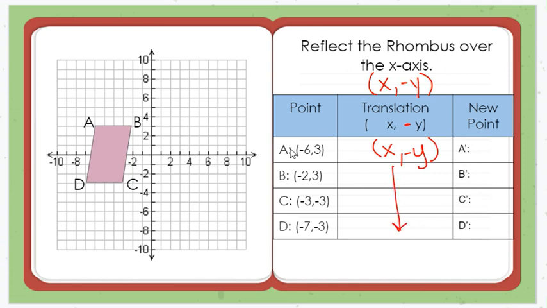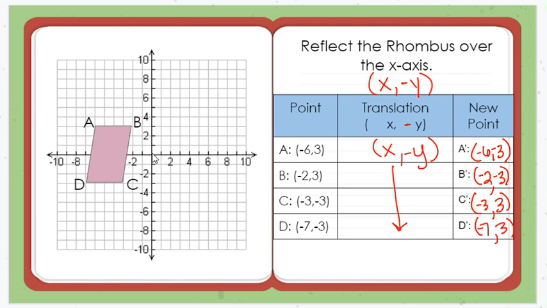All right, so let's find A prime. So original point A is negative 6, 3. So we're going to keep the negative 6, and then 3 becomes its opposite. So A prime will be at negative 6, negative 3. B prime, negative 2, stays the same, and 3 becomes its opposite, which is negative 3. C prime, negative 3, the x value stays the same, and then this negative 3 is going to change to its opposite, so it becomes positive 3. And then negative 7, negative 3, D prime will be negative 7, positive 3.